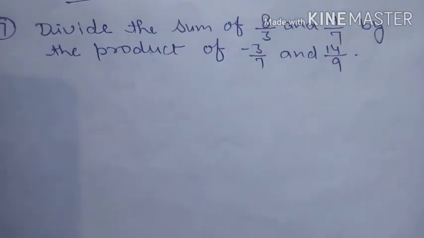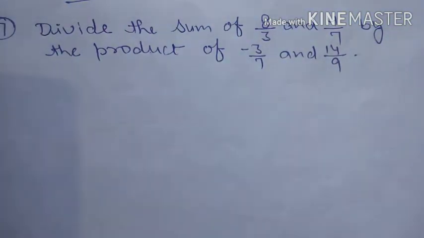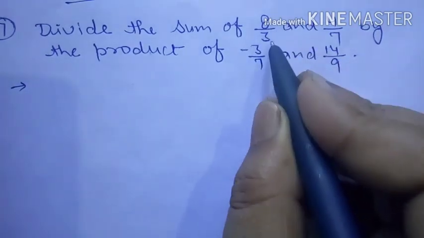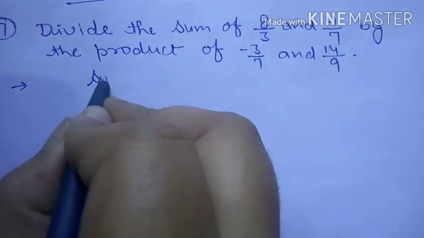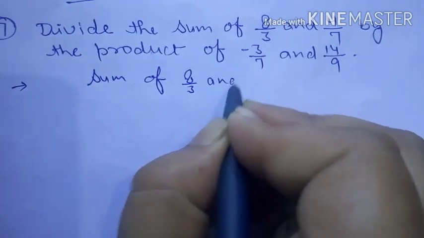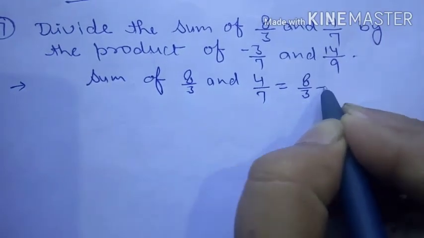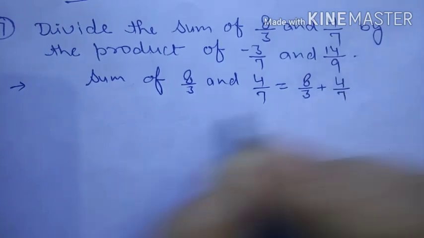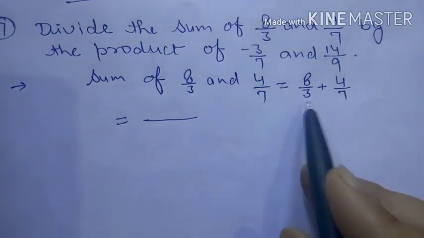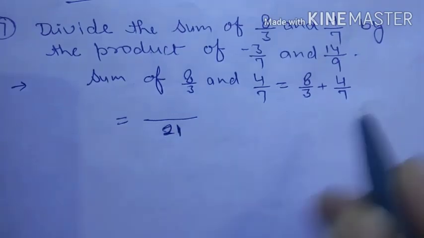Now question number 7 is: divide the sum of these two rational numbers by the product of these two rational numbers. First of all we will find the sum of 8 upon 3 and 4 upon 7. That is 8 upon 3 plus 4 upon 7. First of all we will find the LCM of the denominators. What is the LCM of 3 and 7? That is 21.